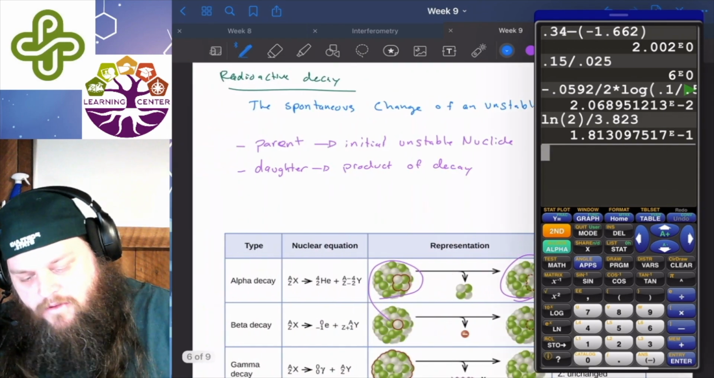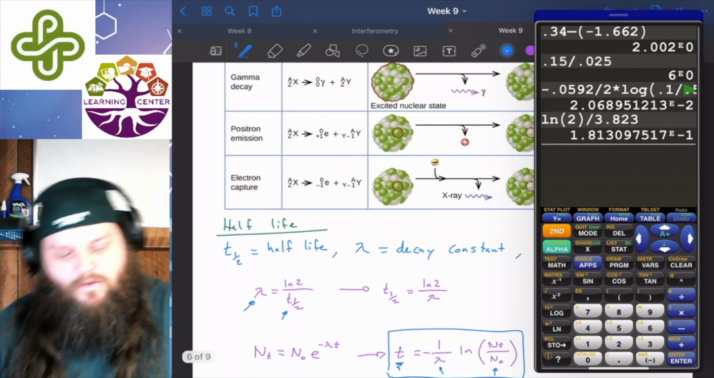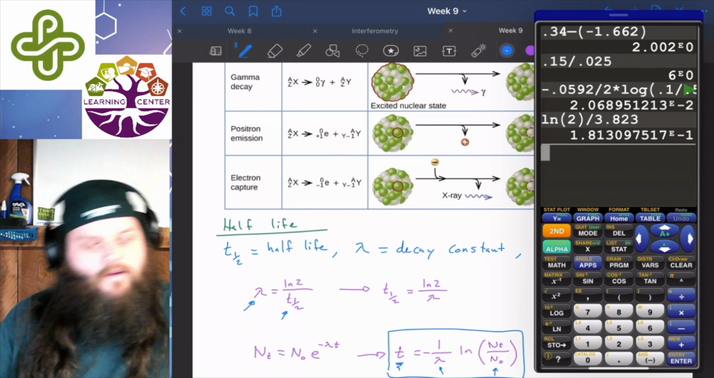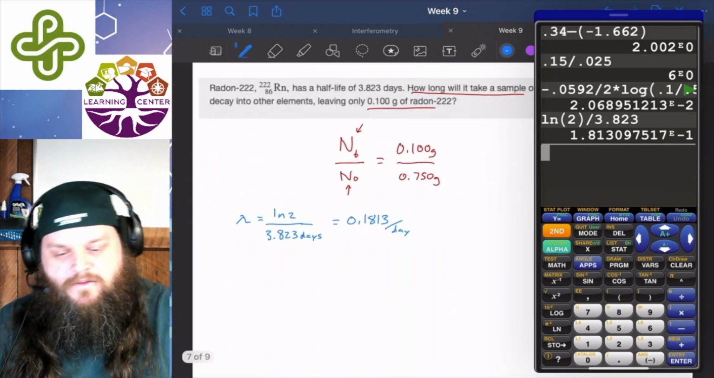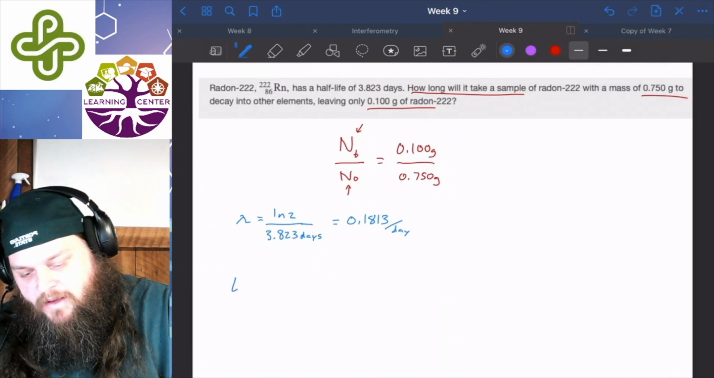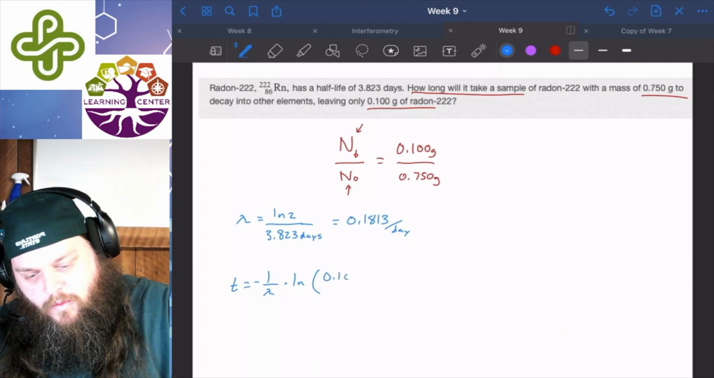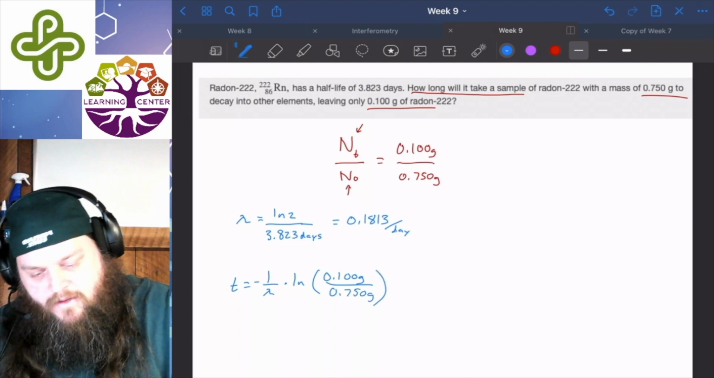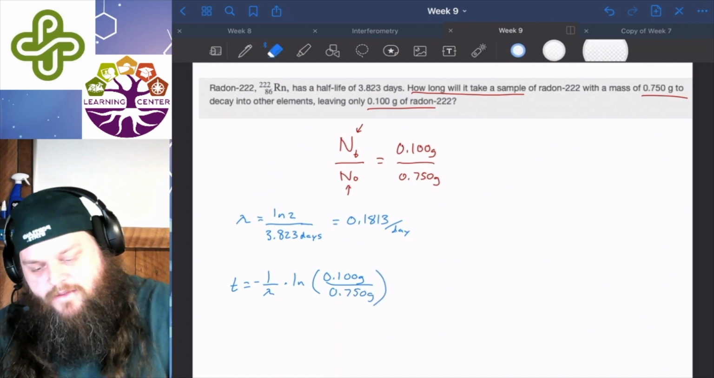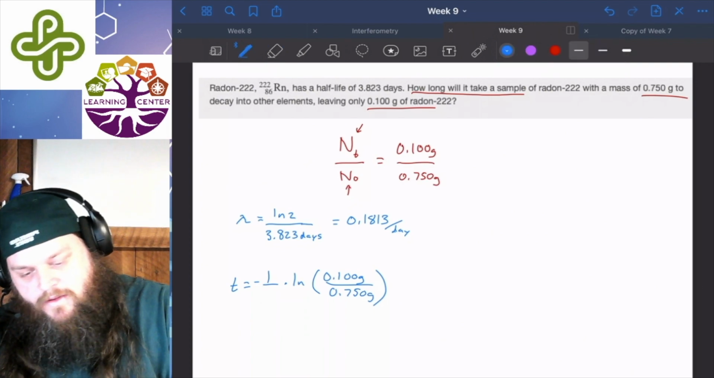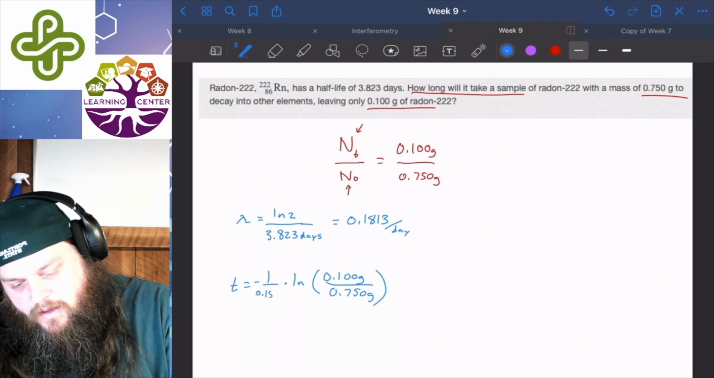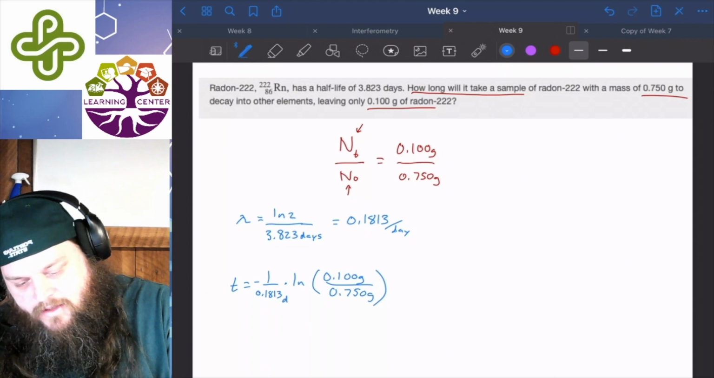Now, using the other equation we had, t is equal to negative 1 over lambda times the natural log of the fraction of particles. I can write that fraction as 0.100 grams divided by 0.750 grams. And I can substitute in for lambda now. This value I found up here, which is 0.1813 per day.